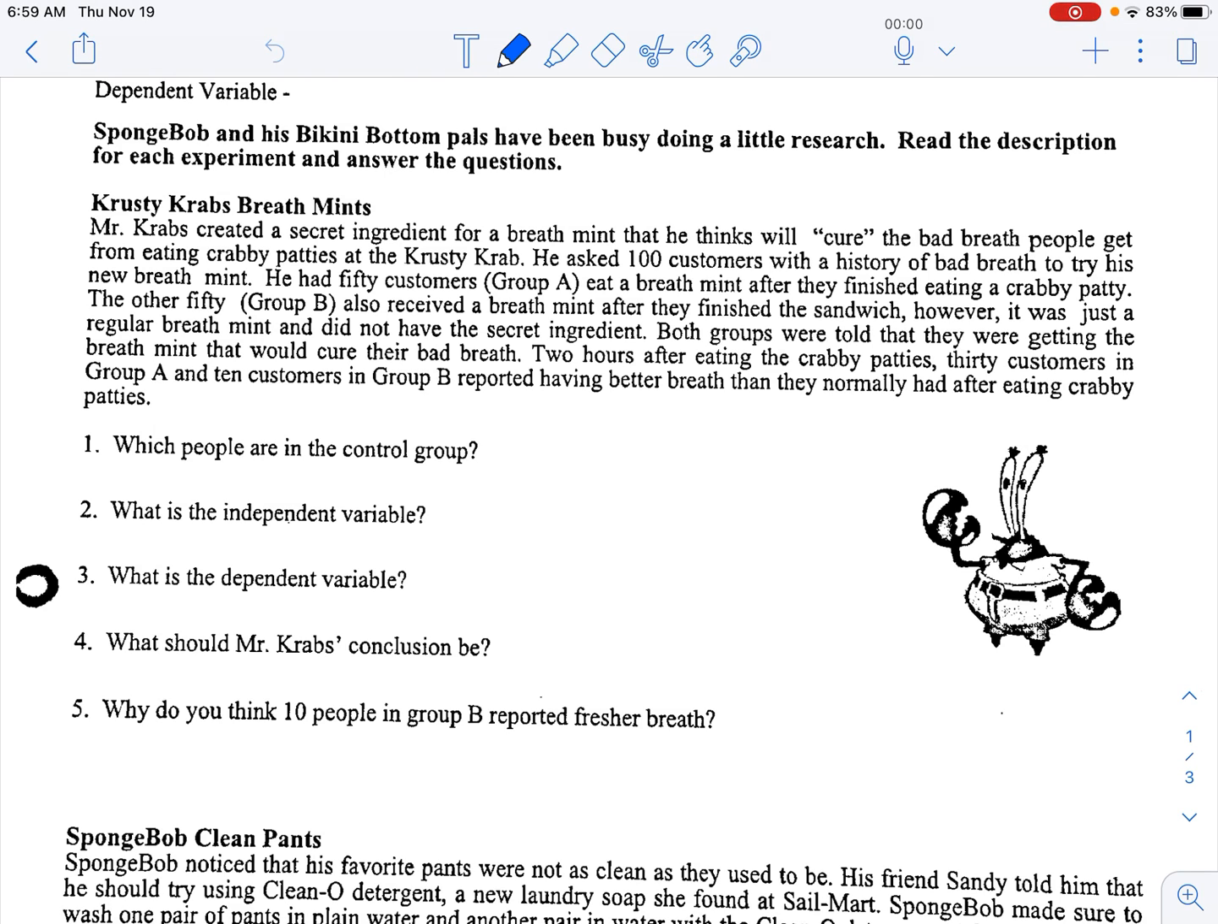The control group, remember, is only used for comparison. And so they are not going to get anything new or special. And so in this experiment, that group would be the group that got the regular breath mint. It did not have the secret ingredient. So if we look at this, it says Group B also received a breath mint after they had the sandwich. However, it was just a regular breath mint and did not have the secret ingredient. So they would be our control group.